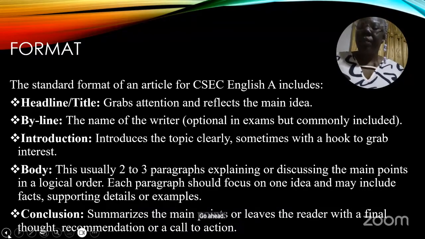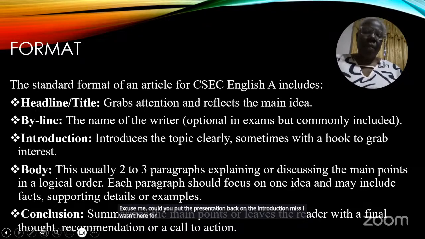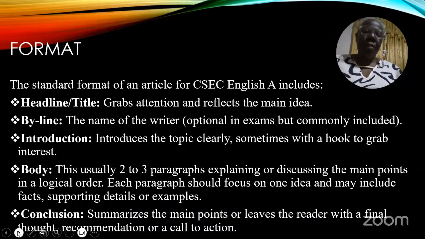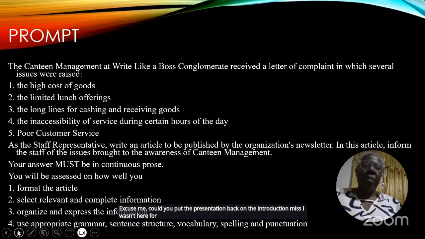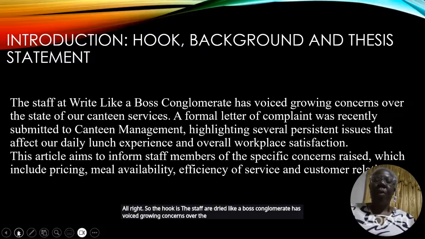Excuse me, miss. Could you put the presentation back on the introduction, miss? I wasn't here for that. You want the introduction? All right. So here's the introduction. In the introduction, there's a hook. The hook is: the staff at Right Like a Boss Conglomerate has voiced growing concerns over the state of our canteen services.